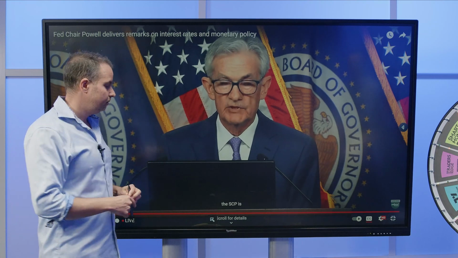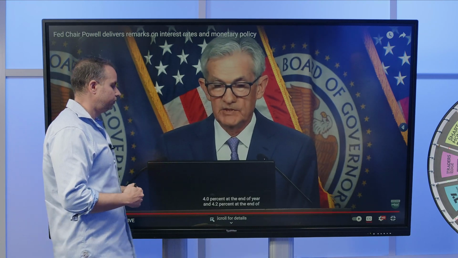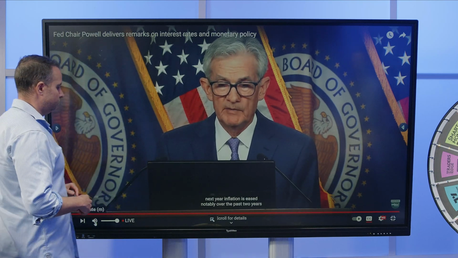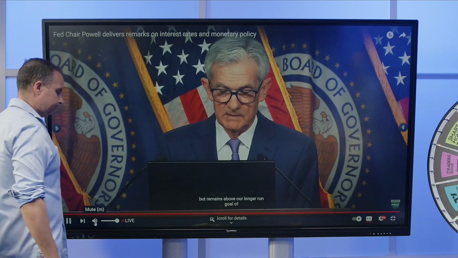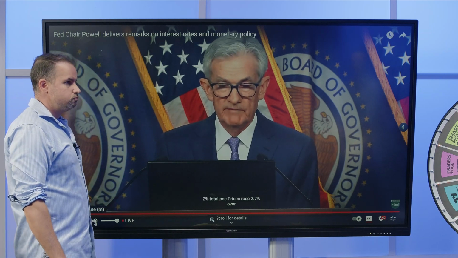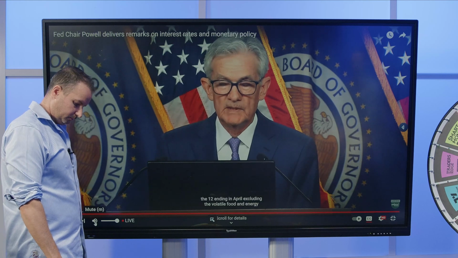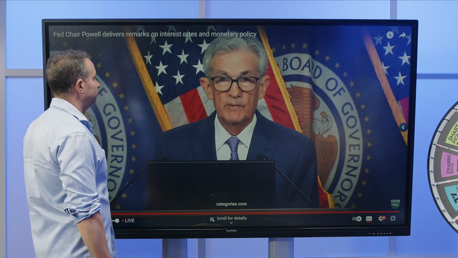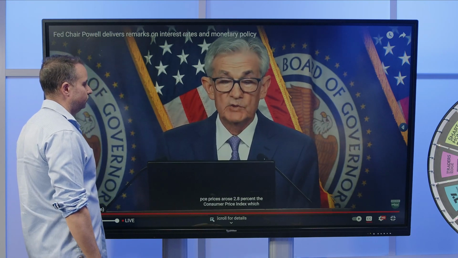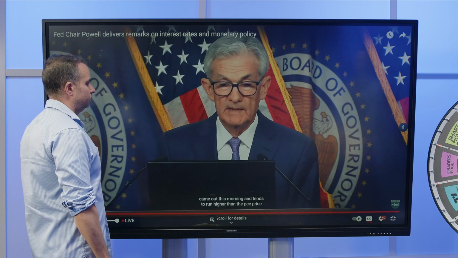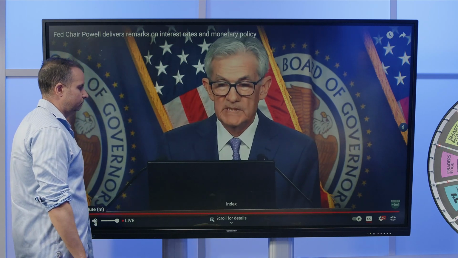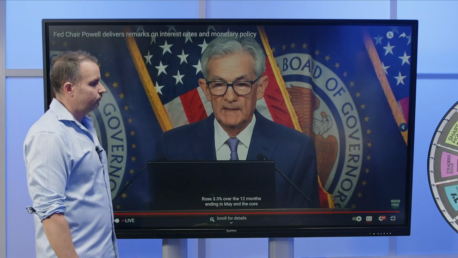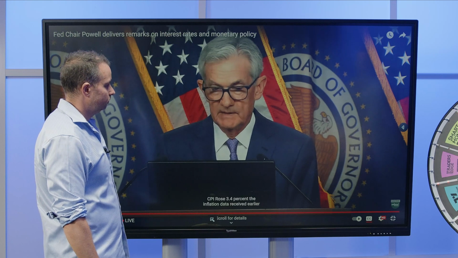Percent at the end of this year and 4.2% at the end of next year. Inflation has eased notably over the past 2 years, but remains above our longer run goal of 2%. Total PCE prices rose 2.7% over the 12 months ending in April. Excluding the volatile food and energy categories, core PCE prices rose 2.8%. The Consumer Price Index, which came out this morning and tends to run higher than the PCE price index, rose 3.3% over the 12 months ending in May, and the core CPI rose 3.4%.